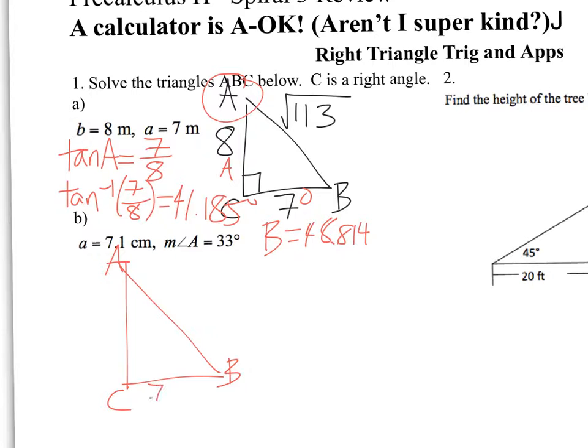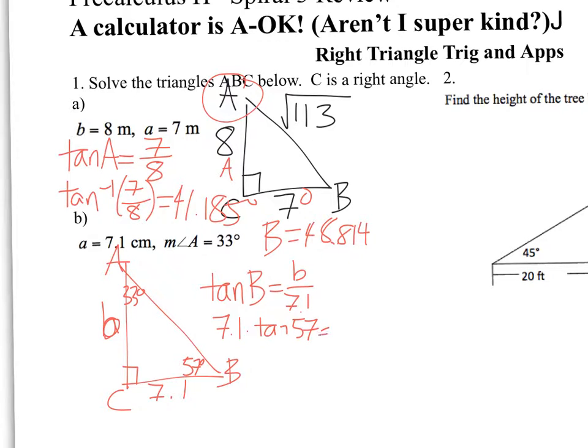A is going to be 7.1. A is 33 degrees as an angle. And let's say I want the adjacent side first. Or maybe angle B first. Let's call that B. Angle B, just to get this out of the way, is going to be 90 minus 33, or 57 degrees. To figure out side B, I might use tangent and say that tangent of B is equal to little b over 7.1, or 7.1 times tangent of 57 is equal to B.